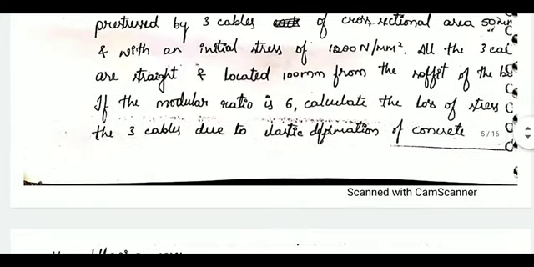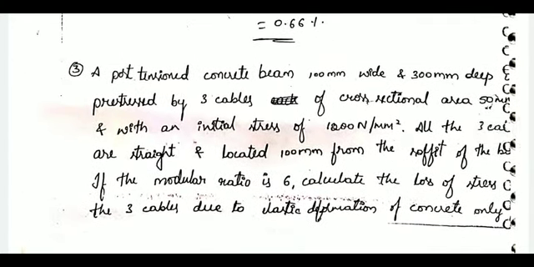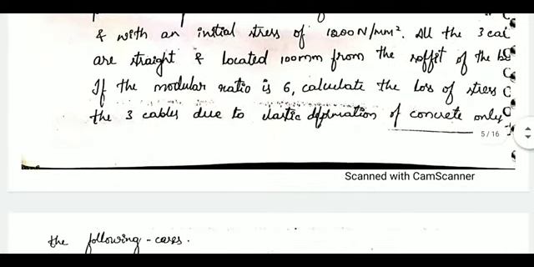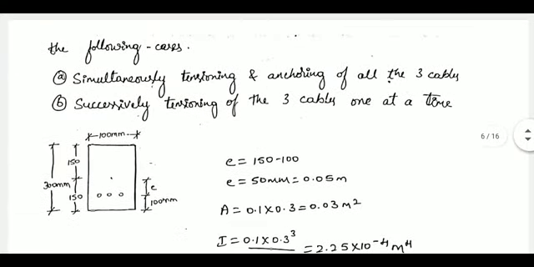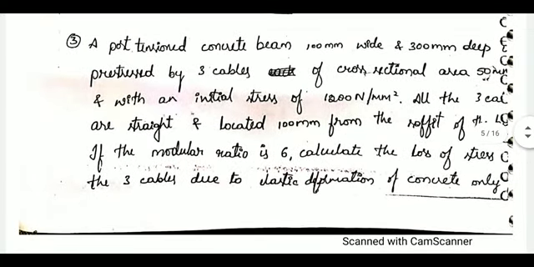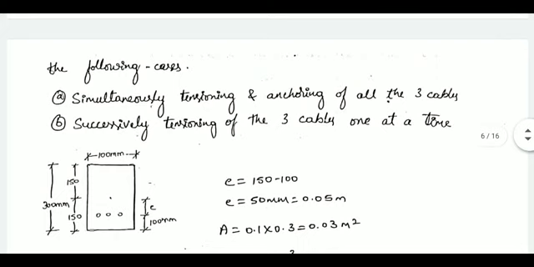And remember, this problem is a very important one, you should understand it clearly. Here in the question it is given: post-tensioned concrete beam. Okay, it is a post-tensioned member, and we have 3 cables of cross-section area 50 mm square. So if we draw the cross section, it is 100 mm wide by 300 mm deep. So the centroid will be at 150 mm, and the cables are located, as given, 100 mm from the soffit of the beam. So the eccentricity will be 50.